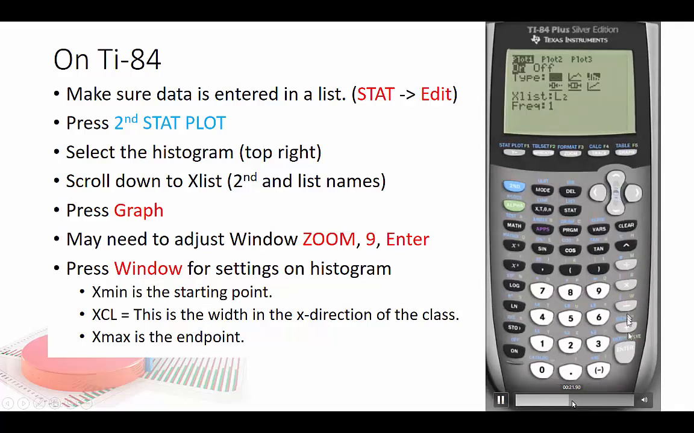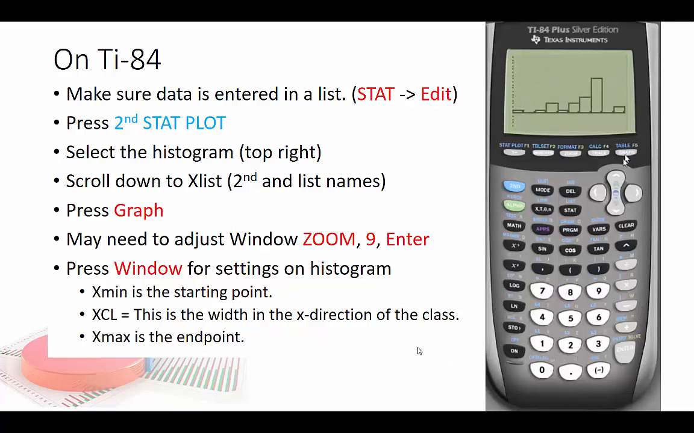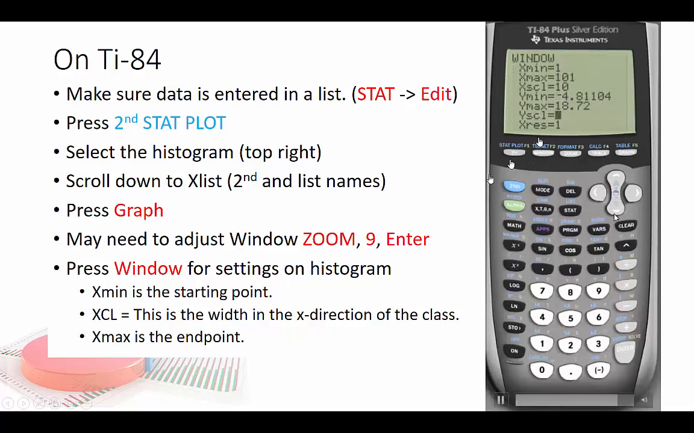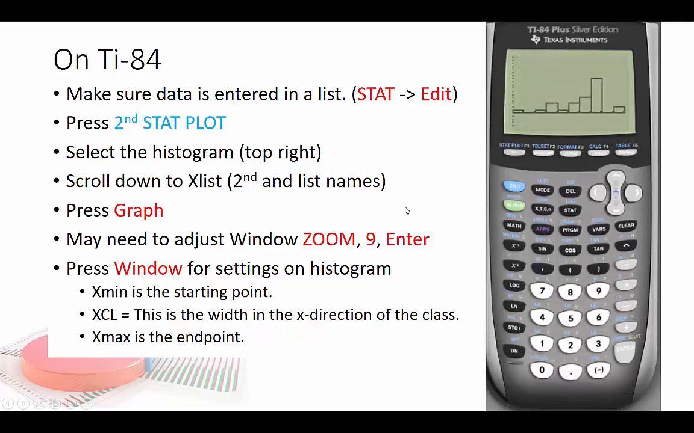So after we hit graph, that was a little quick. There's histogram, adjusting the list again, and graph. You basically can come to this window section to adjust the settings. Here I have X-min is 1, X-max is 101, and the width is 10. And then when you press graph, you adjust it. So you can adjust any of those values.